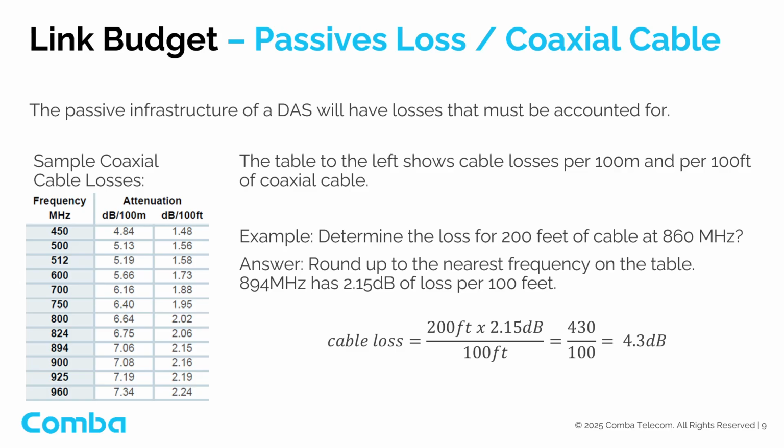For example, determine the loss for 200 feet of cable at 860 megahertz. From the datasheet, the attenuation at 894 MHz, which is closest to our frequency, is 2.15 dB per 100 feet. Now we can use the formula. The cable loss is equal to 200 feet times 2.15 dB divided by 100 feet equals 4.3 dB.